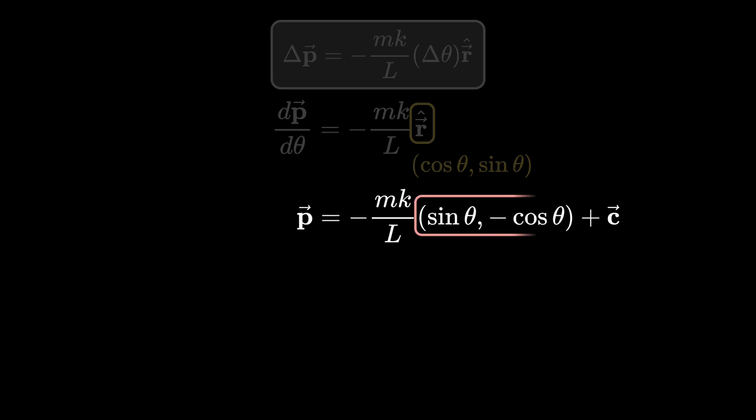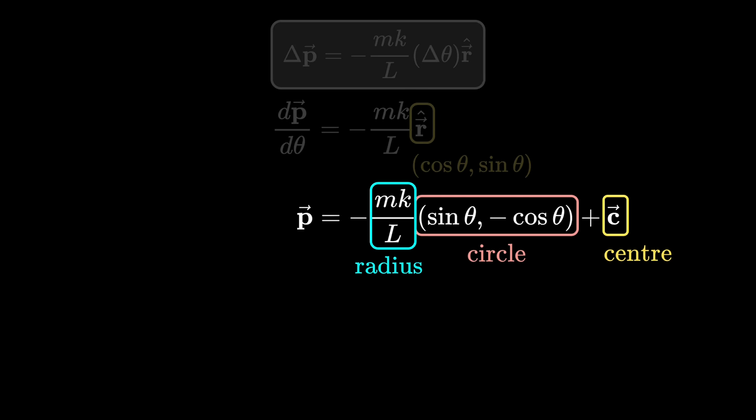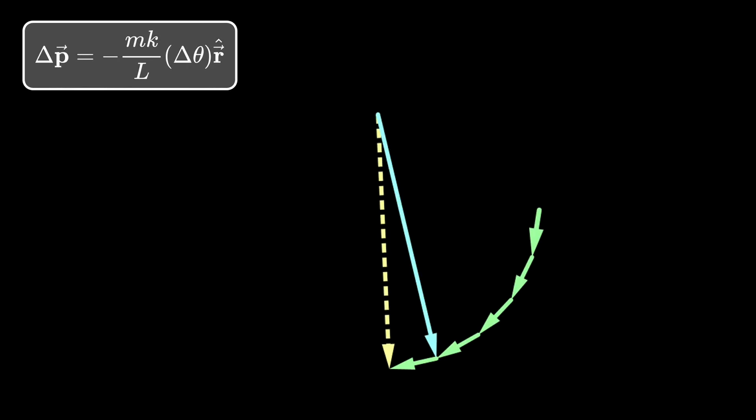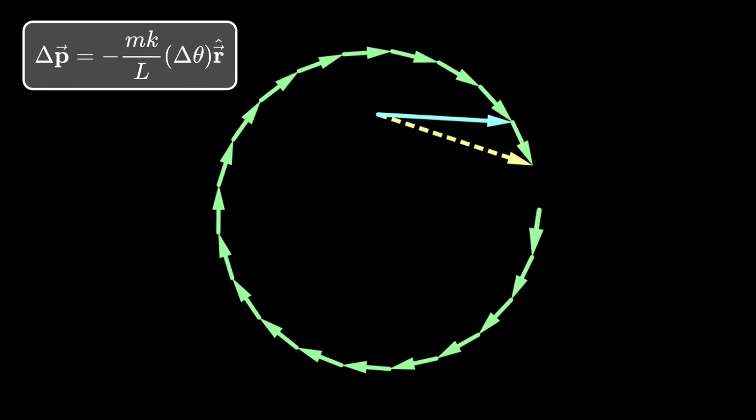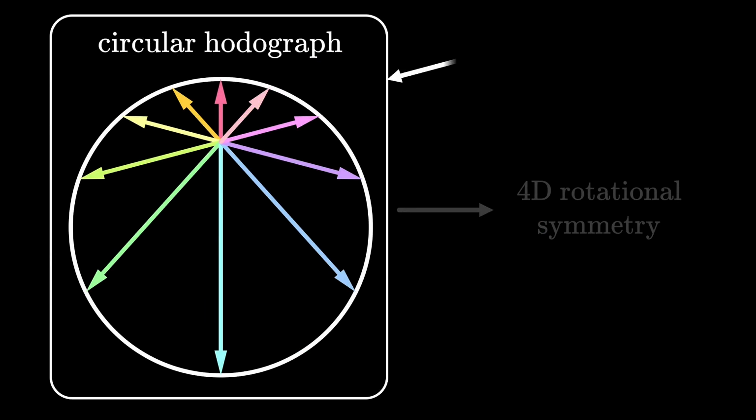The first part involves sin theta minus cos theta, which already indicates the hodograph forms a circle. The prefactor indicates the radius of this circle. The other part, which is an integration constant, is the center of the circle. This is essentially the same as the geometric argument, just rephrased differently. In any case, we've argued why the velocity or momentum vectors trace out a circle.